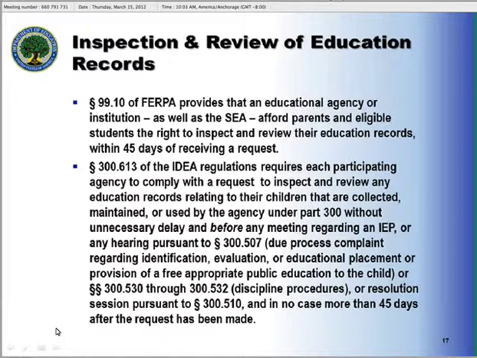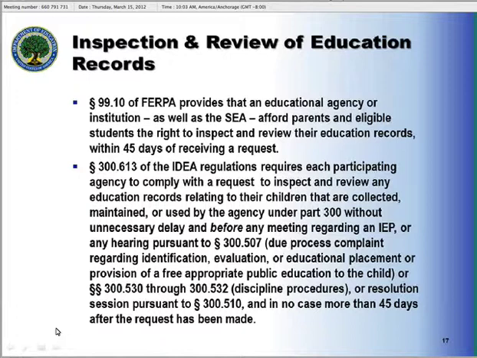The IDEA provides parents or an eligible child with the right to inspect and review the child's education records. Also, note that an LEA must comply with a parent's request to inspect and review the education records relating to their child without unnecessary delay. This means that if an IEP team meeting will occur within 20 days of the date of the parent's request, the LEA must comply with that request before the meeting. So although the LEA has up to 45 days to comply with a parent's request, it must comply before any of the events mentioned on this slide occur.